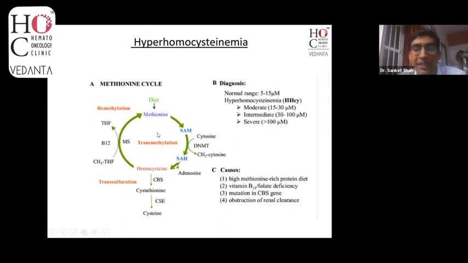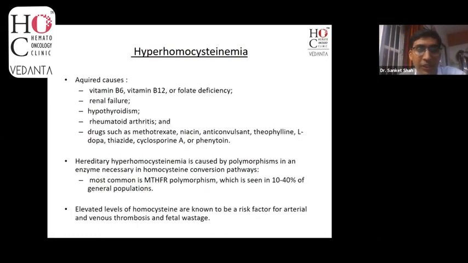So homocysteine is basically produced during the methionine cycle, and it requires various enzymes as well as various vitamins for its conversion into methionine. So deficiency of any of those can result in hyperhomocysteinemia. Acquired causes include vitamin deficiencies, renal failure, thyroid failure, rheumatoid arthritis, and certain drugs can also cause acquired hyperhomocysteinemia, like methotrexate, cyclosporin, or phenytoin.